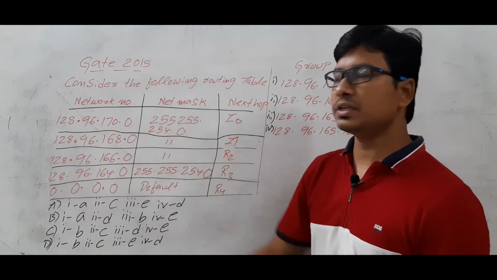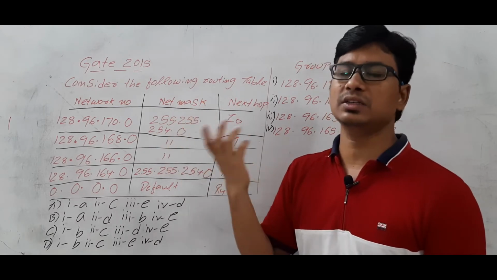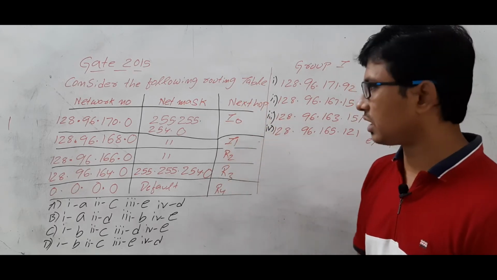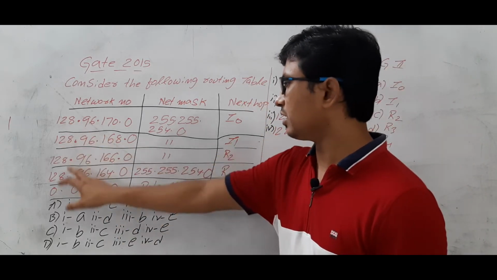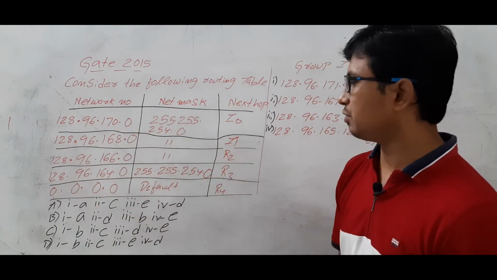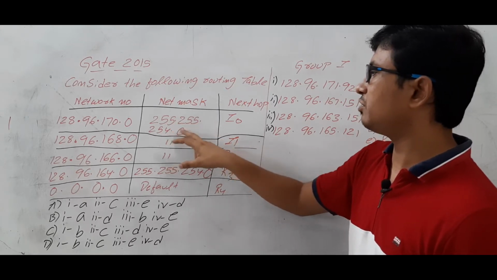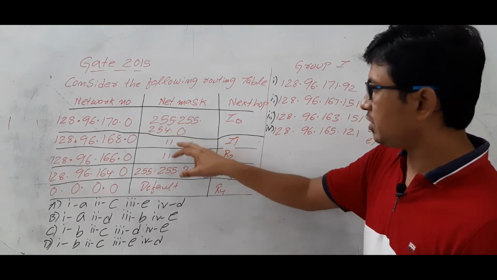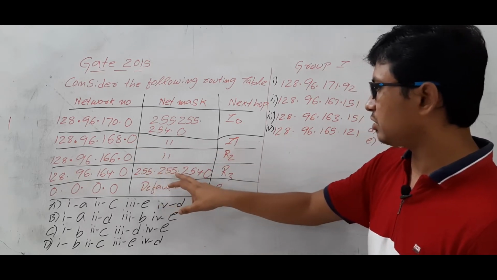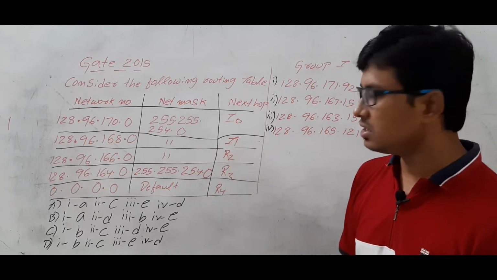See, the network number is nothing but the network ID also. Network mask, or subnet mask, you can call it, and the next hop, which is the interface the router has to transfer the data to. They have given 5 network numbers including the default one, and the network mask they have given as 255.255.254.0, applied to these two networks, and another one they have given as 255.255.255.0.